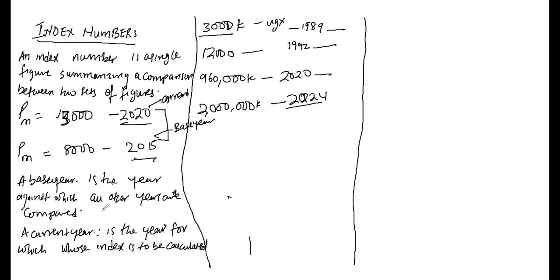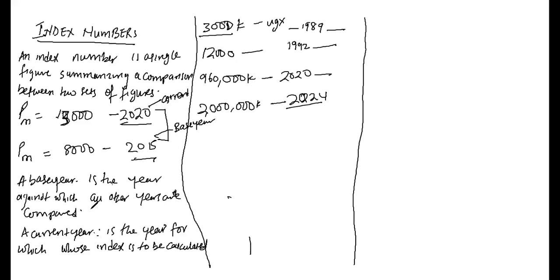The current year can fall before the base year. For example, a current year can be 2005, and the base year can be 2015. But that comes when you're looking at an advanced comparison, which is a little bit technical. But at this level, we shall just talk about the current year, which is always ahead of the base year.